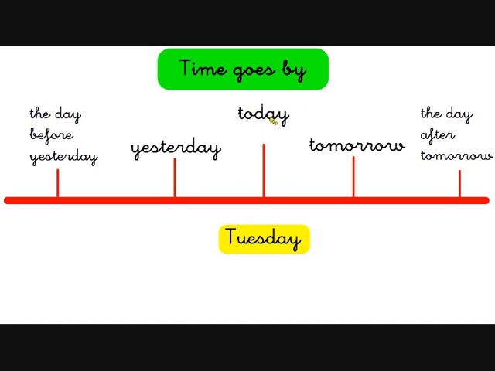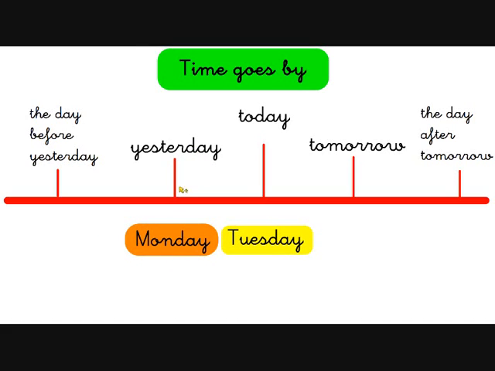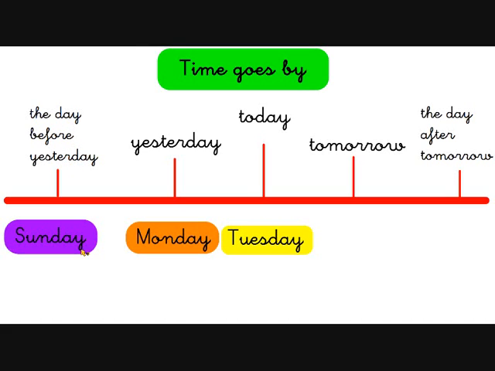So, what comes before Tuesday? Yesterday. What day is before Tuesday? Yesterday was Monday. Yes, if today is Tuesday, yesterday was Monday. And to the left, let's go to the left once more. Before yesterday, if today is Tuesday and yesterday was Monday, what day was before yesterday? The day before yesterday was Sunday. That's correct. So we put them in order: Sunday, Monday, Tuesday.